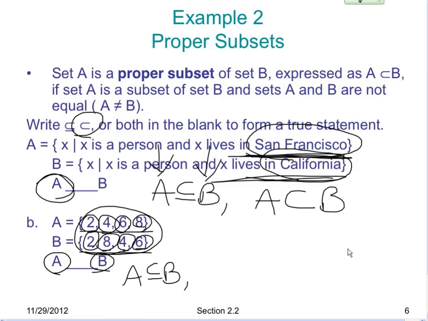Since they are equal, we are not allowed to use that symbol, which is the proper subset symbol. So A is not a proper subset of B because the two sets are equal.